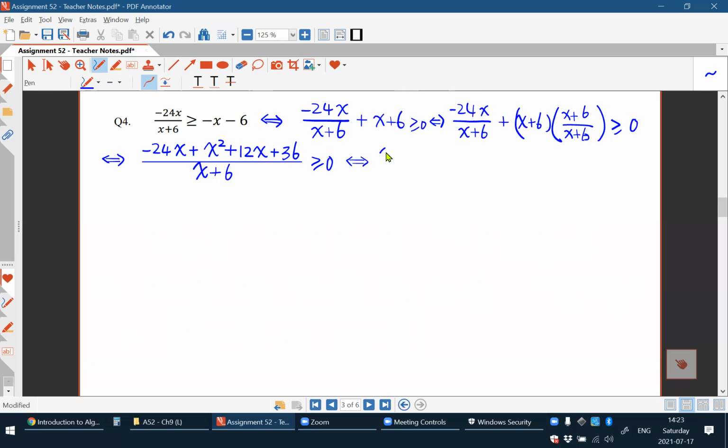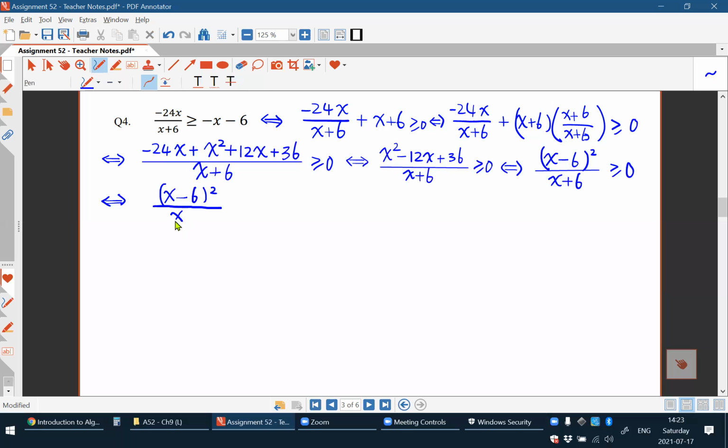And this is equivalent to x squared minus 12x plus 36 over x plus 6, greater than or equal to 0, right? And according to the formula, the numerator is actually x minus 6 squared, right? Over x plus 6 should be greater than or equal to 0. Okay, so this is equivalent to, first of all, the ratio can be exactly 0, right? Or the ratio here can also be greater than 0. Okay, and now we need to solve these two cases separately.